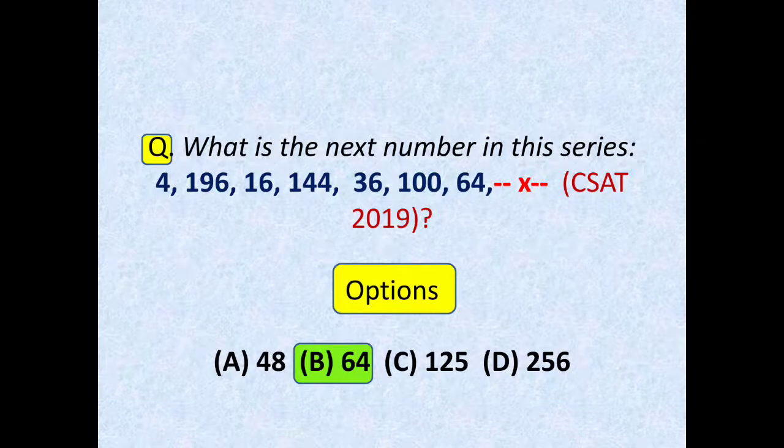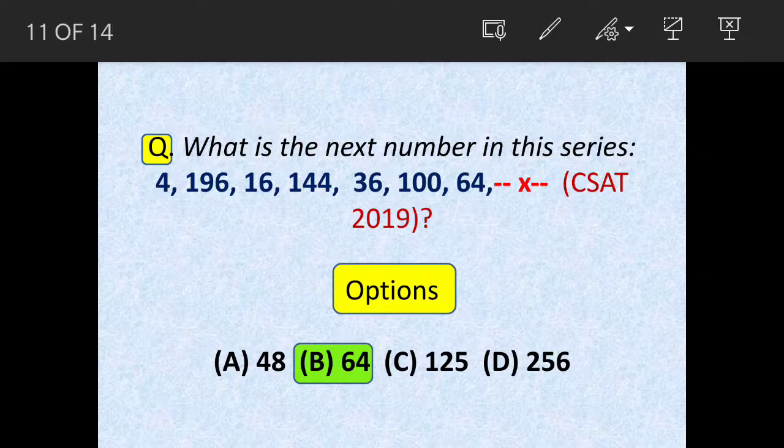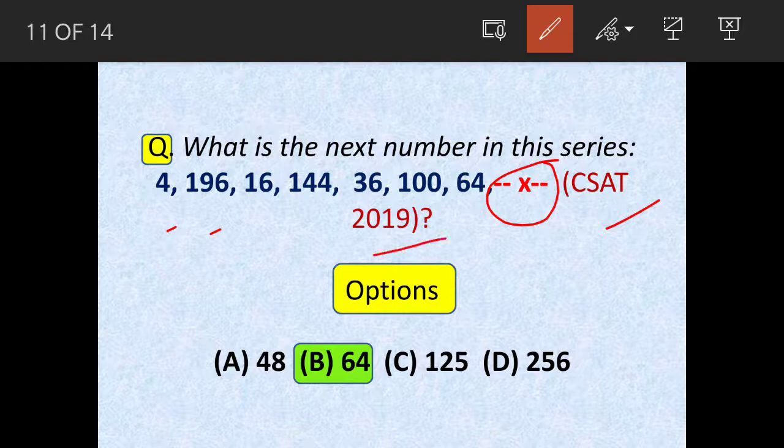Next question. What is the next number in the series? There is a series given: 4, 196, etc., and this is the missing term. The question was asked in 2019. Options A, B, C, D are given. Option B, 64, is the answer. Now, how we have arrived at this answer, we'll see. I'll remove the markings.